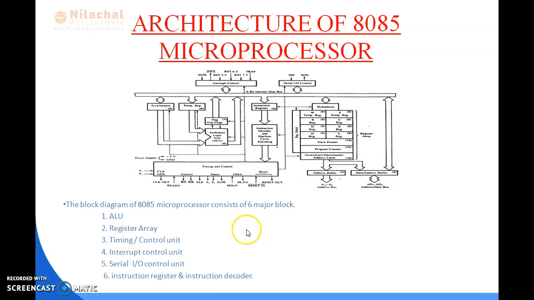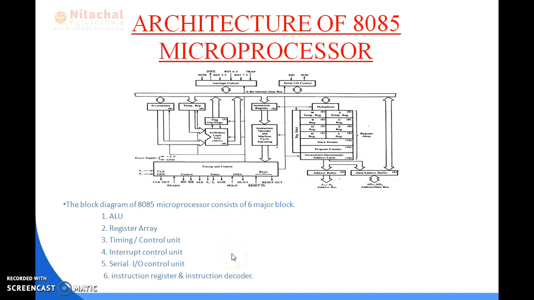So in the previous video, I have already discussed the microprocessor, then the general books of microprocessor, then what is a microcomputer. Okay. So today I will discuss the architecture of the 8085 microprocessor. The block diagram or the architecture of the 8085 microprocessor consists of 6 major blocks.